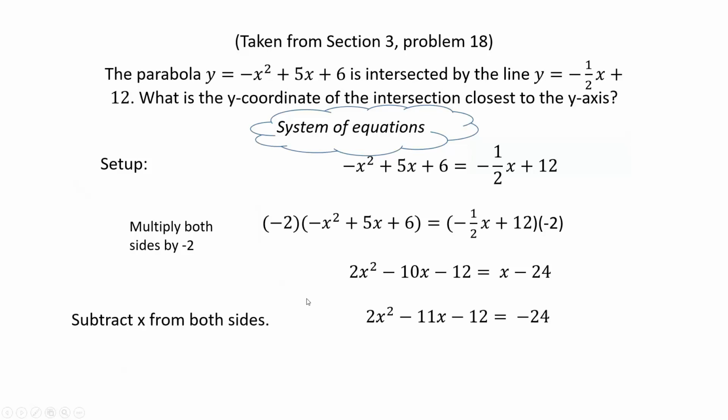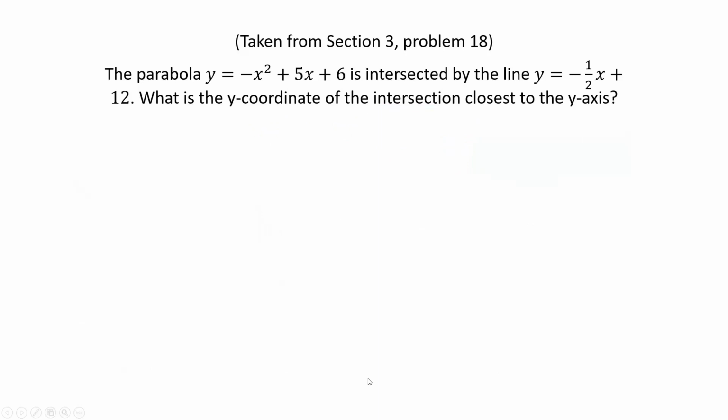Next, we'll subtract x from both sides, and that will take care of this x here. And so we end up with 2x squared minus 11x minus 12 equals negative 24. Now let's take care of this 24 by adding 24 to both sides. And when we add 24 to both sides, we obtain 2x squared minus 11x plus 12 equals 0.